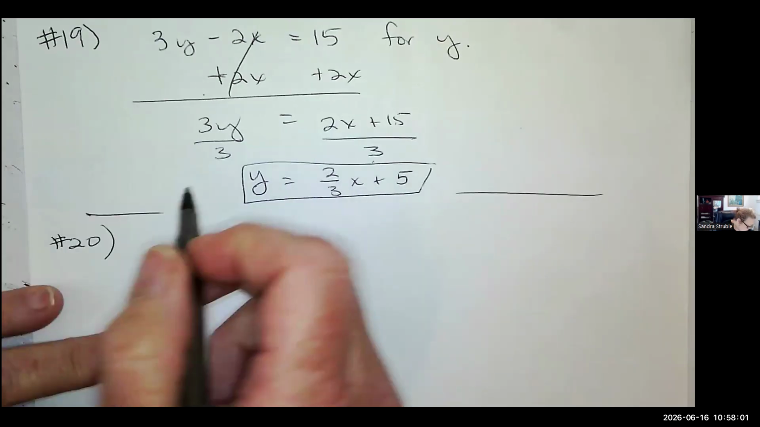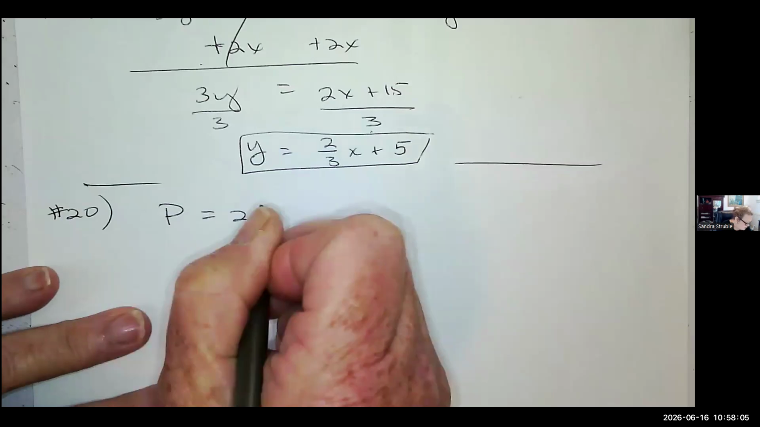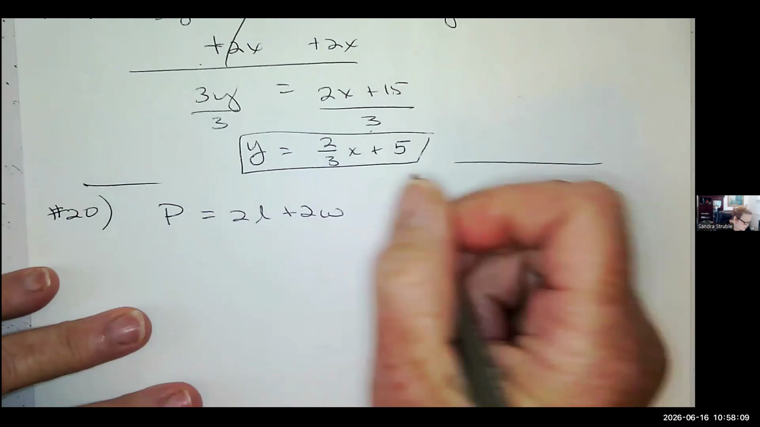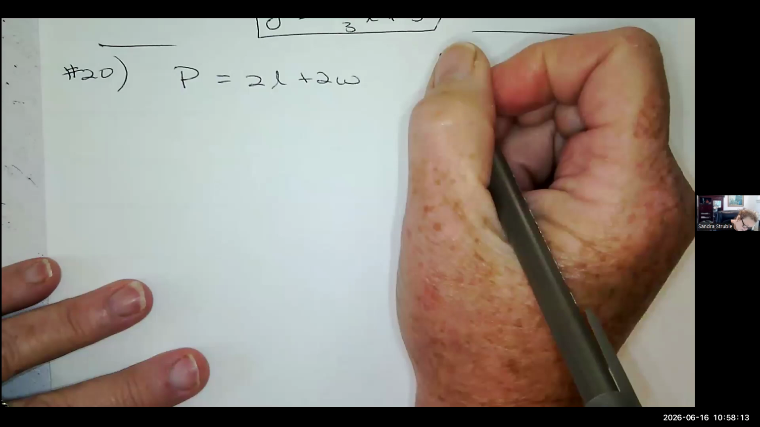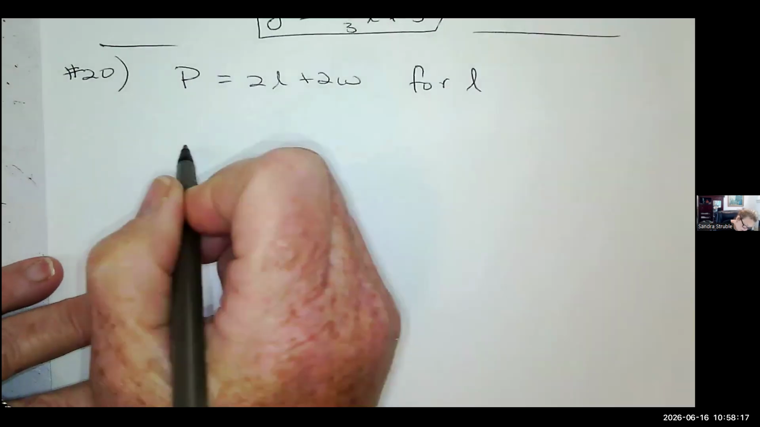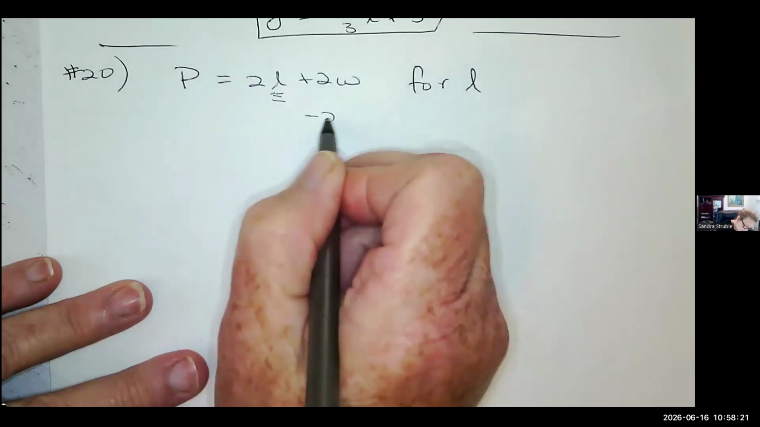P is equal to 2L plus 2W. This is the perimeter for a rectangle. Not that you need to know that if you're going to college algebra, but you will need to know how to solve for L. All right, well, here's my L. I need to get rid of my 2W first, so subtract 2W from both sides of the equal sign.